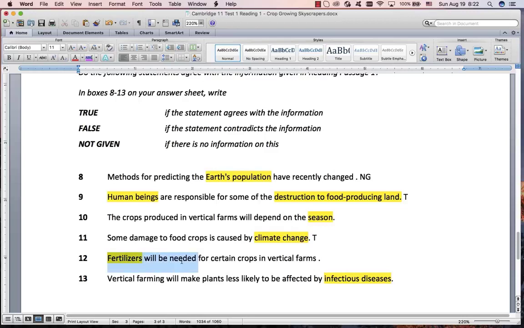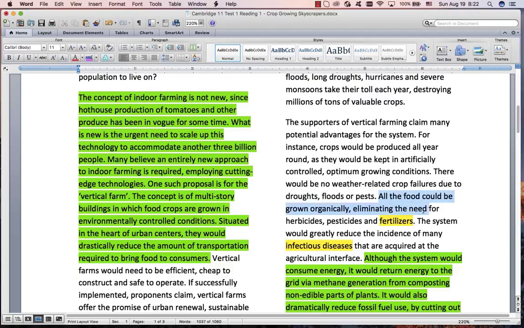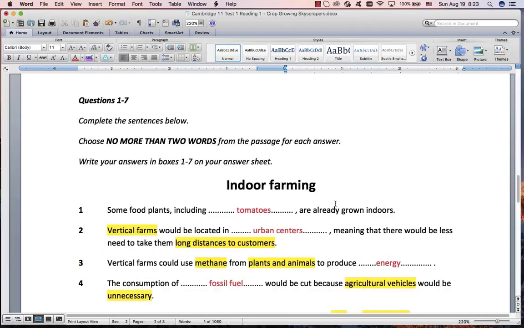Fertilizers will be needed for certain crops in vertical farms. I would highlight this. This is a modal verb, will. Sometimes they test that. Will it be needed? Will it not be needed for certain crops in vertical farms? All the food can be grown organically, eliminating the need for fertilizers. Eliminate, cancel, delete, remove. That means it will not be needed. Eliminate means 100% gone. So, no, they will not need these things.